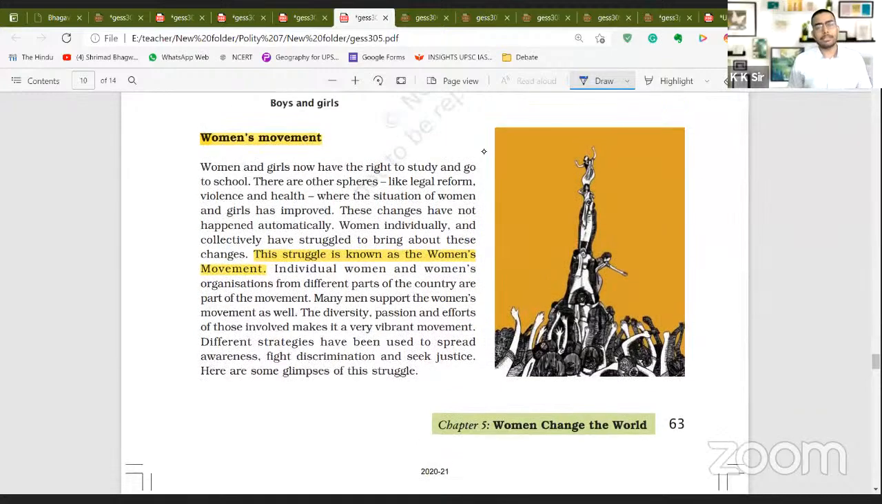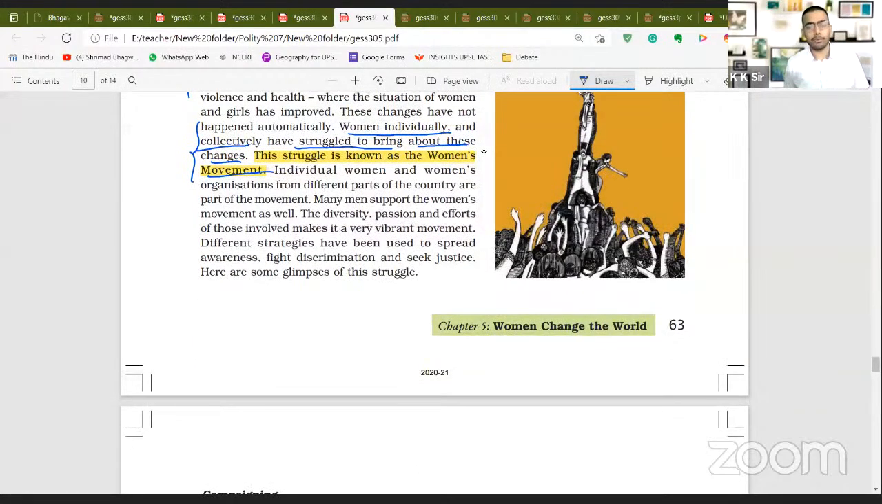So in support of this, there have been many women's movements all through the world. What are these struggle movements? Women individually and collectively have struggled to bring out these changes. This struggle is known as the women's movement. The movement, the protest, the struggle to bring equality to women is called the women's movement.